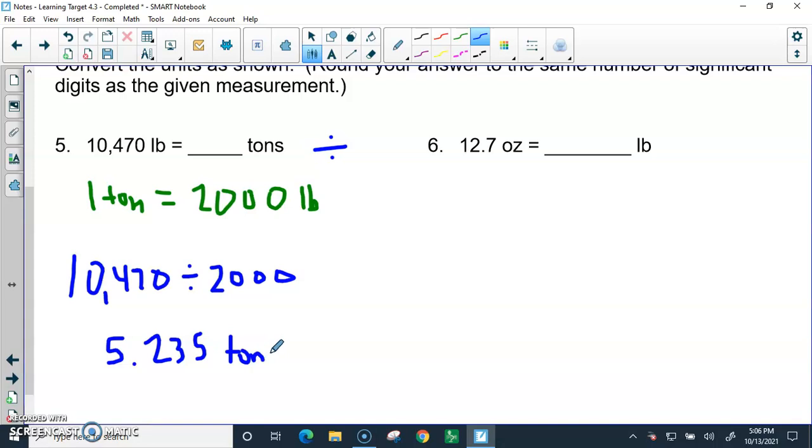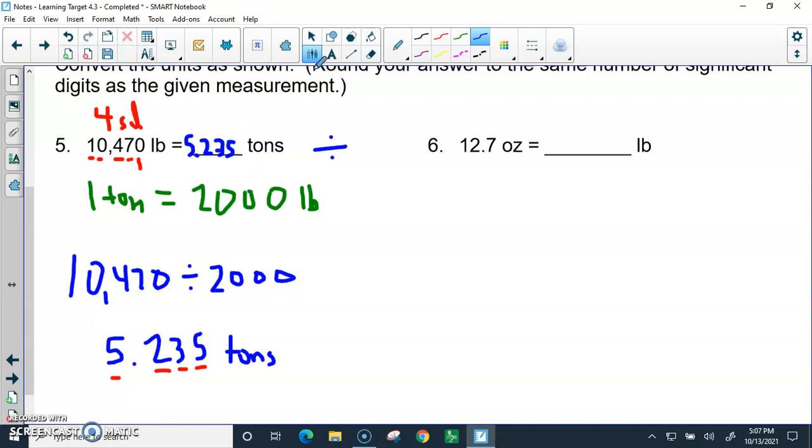Now, we have to look at significant digits again. If we go up here and take a look, you'll notice that this is a placeholder, so that 0 won't count as significant. We got 1, 2, 3, 4 significant digits. So our answer will have to have 4. Well, luckily, behold, it does have 4 significant digits. So our answer then, 10,470 pounds, is equivalent to 5 and 235 thousandths of a ton.